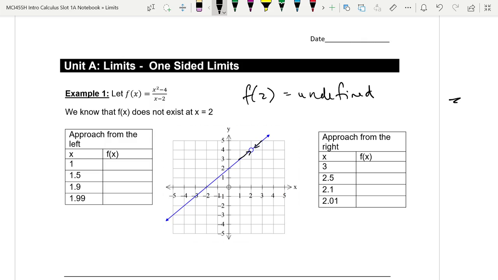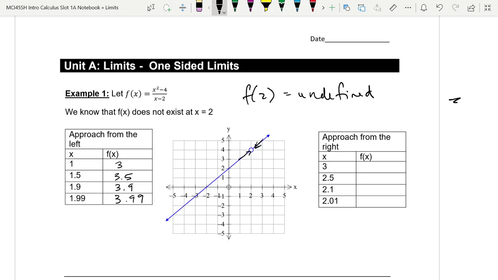So I already did some number crunching here. I tried what happens when x is 1, and I get 3. At 1.5, I get 3.5. And then by 1.9, I'm getting 3.9. And then every time I add a 9, I notice the pattern, well, I'm just slapping 9s at the end of 3.9. And if I approach it from the right-hand side, something similar happens.